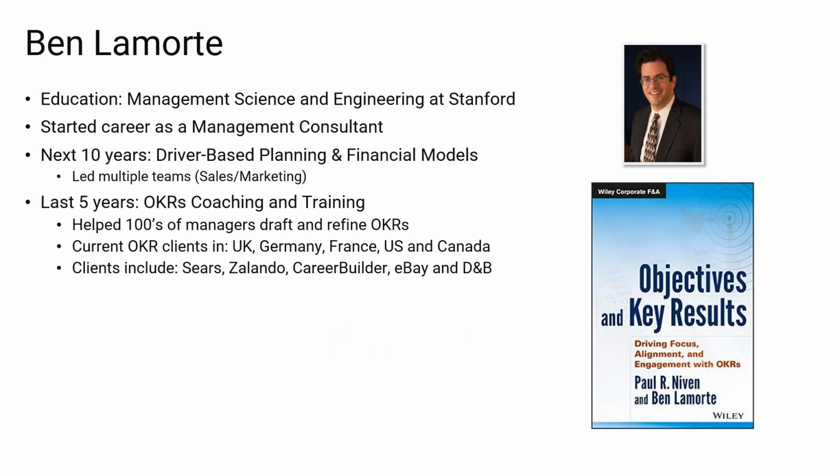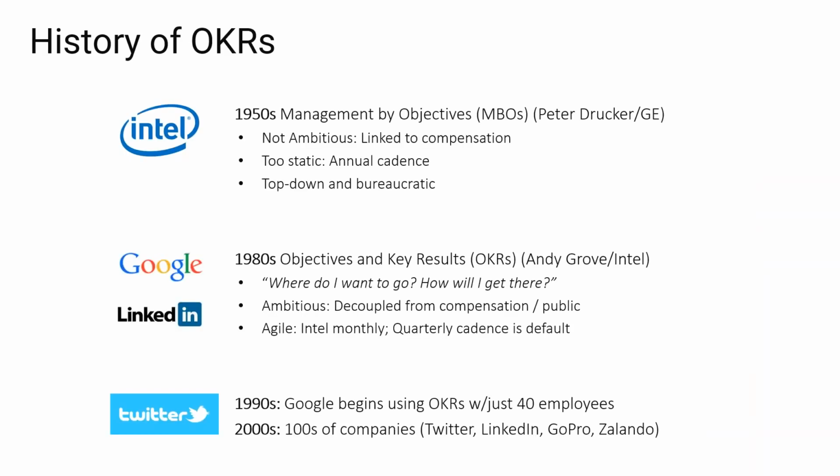And Ben Lamorte, also extremely well known in the OKR space, has studied at Stanford, started his career in management consulting, spent 10 years in driver-based planning and financial models, and led multiple teams in sales and marketing. And the last 5 years has been globally renowned as an OKR coach and trainer, helped tons of companies, hundreds of managers, has clients globally, just like Paul, of course. The clients include Sears, Zalando, Career Builder, eBay, and also Dun & Bradstreet. In fact, Ben and Paul work together with Dun & Bradstreet. So with that, I'll turn it over to Paul and Ben.